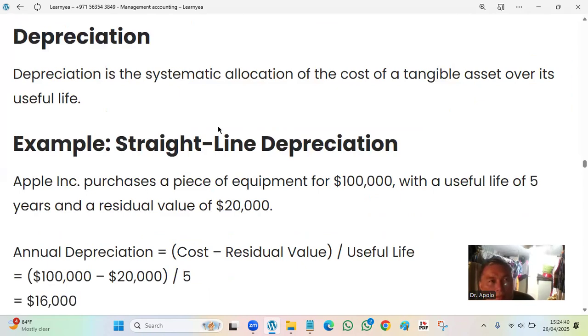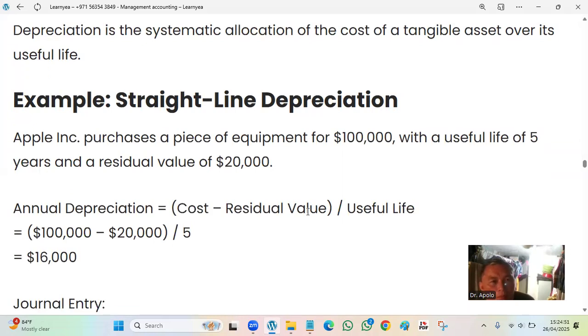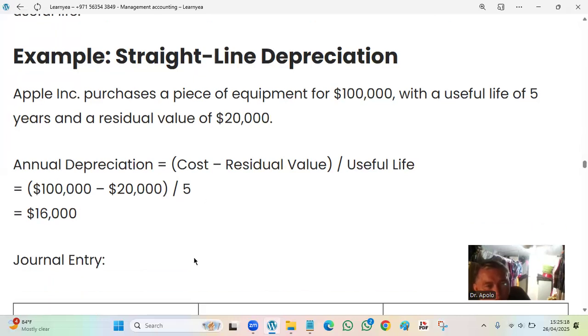They charge depreciation as an expense. Example of depreciation calculation, we have the straight line depreciation. Example, Apple purchases a piece of equipment for 100,000, with a useful life of 5 years and a residual value of 20,000. So the annual depreciation is cost minus residual divided by useful life. So that will be 100,000 minus 20,000 divided by 5, or 60,000.